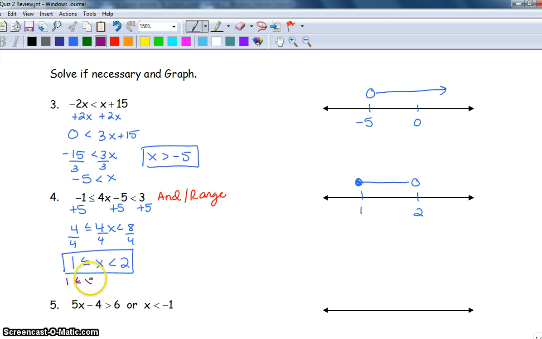Remember that you're going to break this apart then. 1 is less than or equal to x, and x is less than 2, and then don't forget to flip this, x is greater than or equal to 1, and then you would have your 3 levels with this being your answer level, your third level.